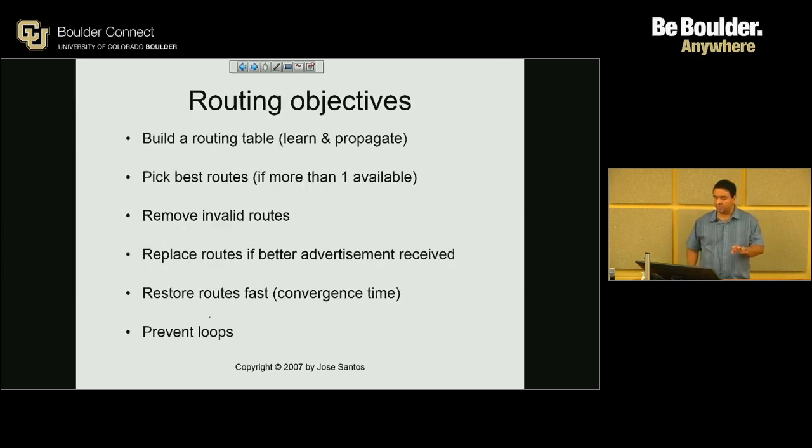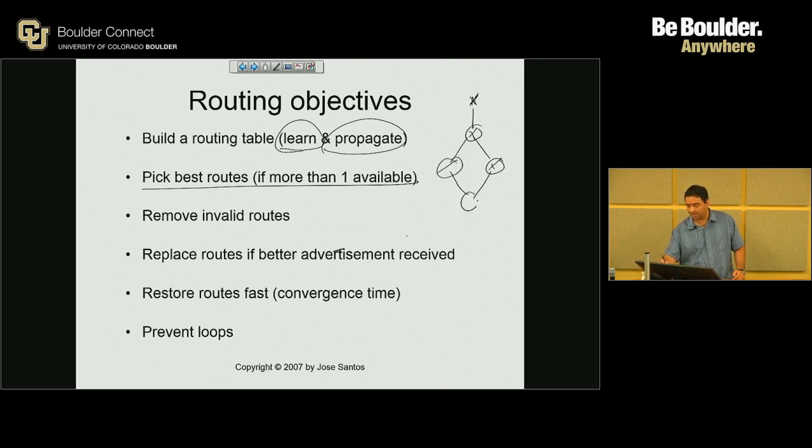We talk about building the routing table. You learn and propagate, right? But what happens if two routers tell you they can reach the same destination? Again, let's do a very basic diamond network. Network X is being advertised to you by these two guys. Which one do you pick? You can pick the first one to show up. You can pick the one with the best metric, right? Or you can load balance.